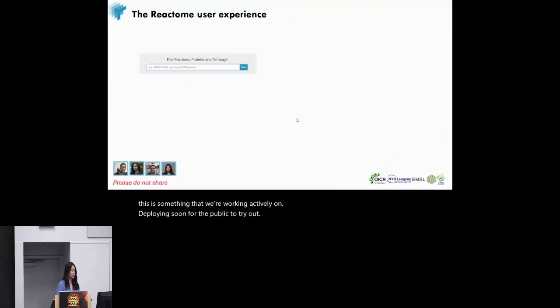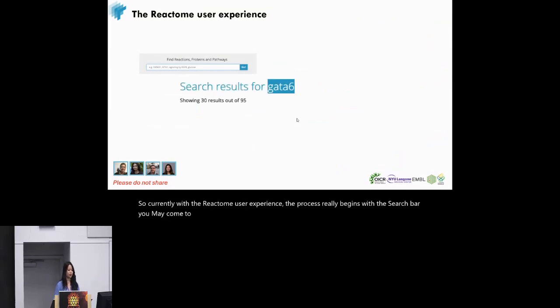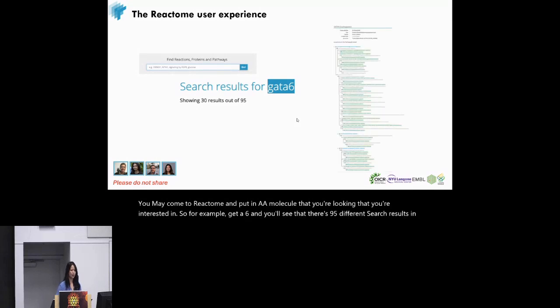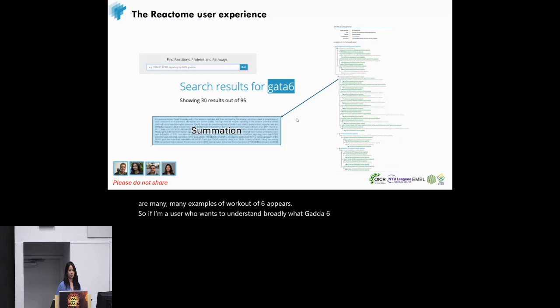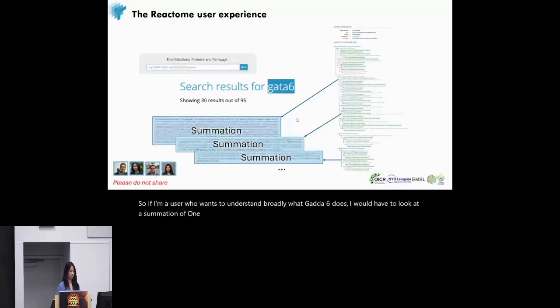So currently with the Reactome user experience, the process really begins with the search bar. You may come to Reactome and put in a molecule that you're interested in. So for example, GATA6, and you'll see that there's 95 different search results in Reactome. And if you open up the pathway browser, where this intersects, again, there are many, many examples of where GATA6 appears. So if I'm a user who wants to understand broadly what GATA6 does, I would have to look at a summation of one pathway, then the next, and so on.